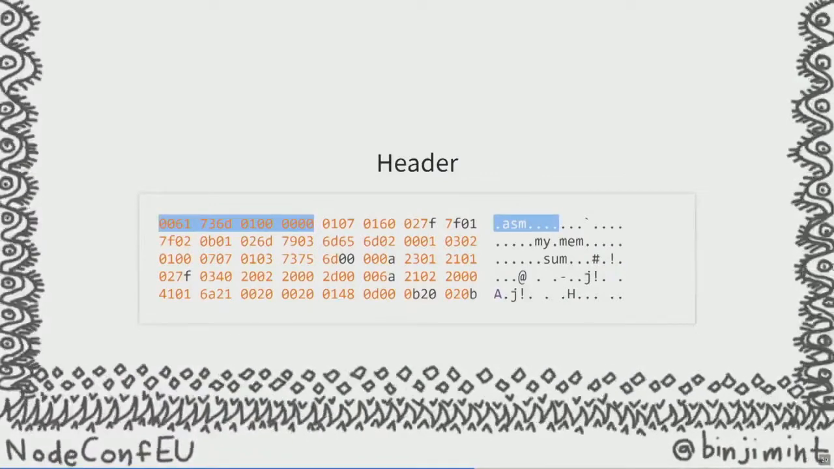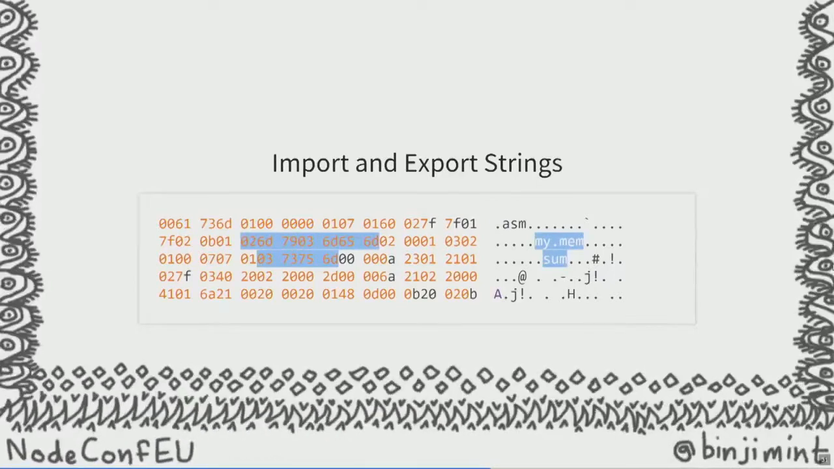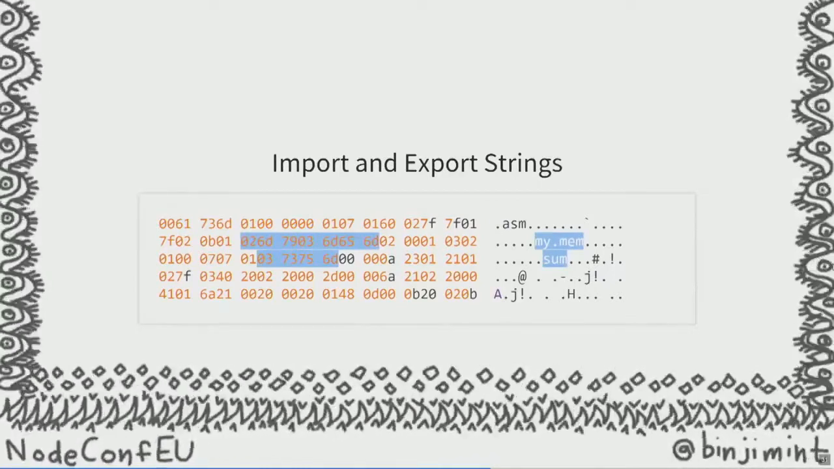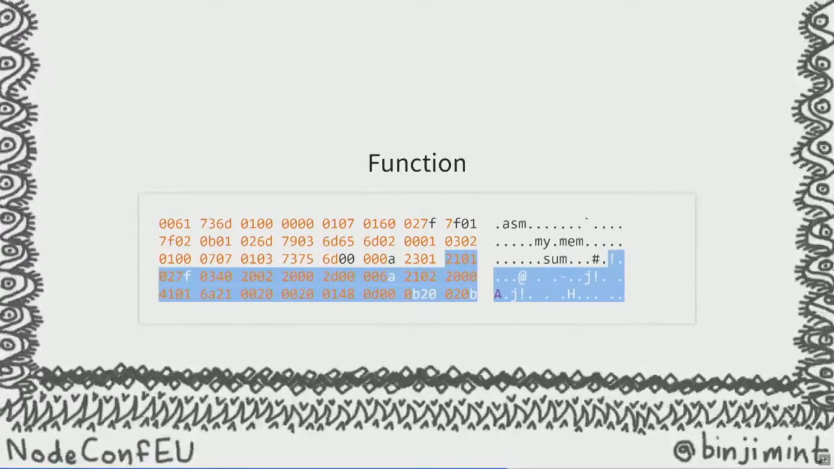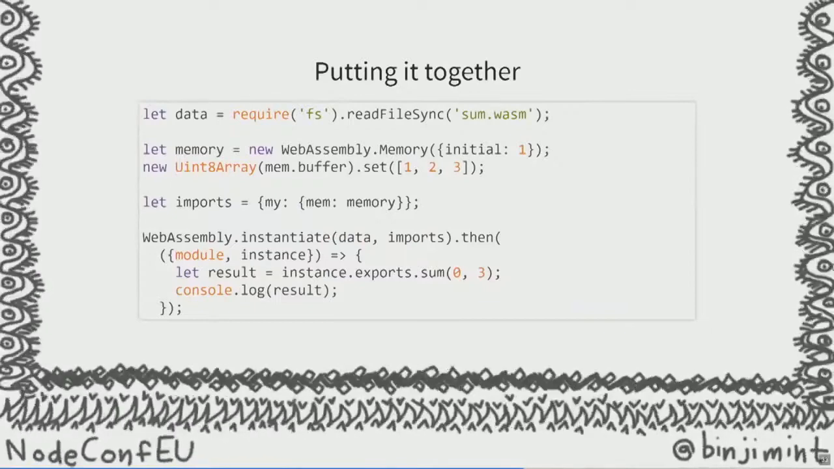So there's a little header here. Here you can see the strings. There's that mymem and the sum. And then this is the function at the end. The rest of this stuff is the function. Again, I won't go through the bytes. Nobody wants that.